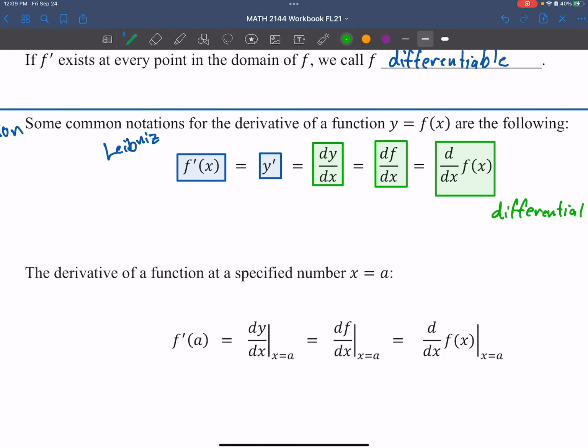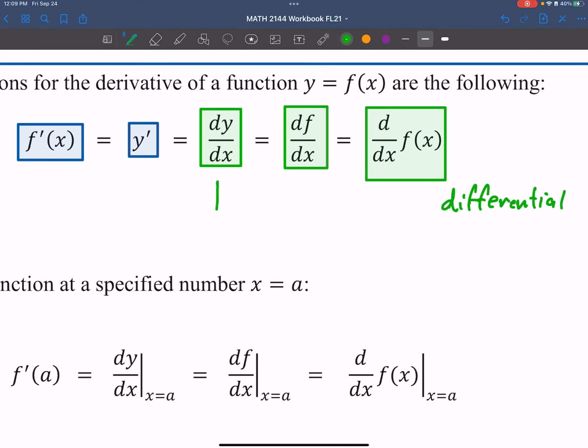Let's see how to read this right here. There's a lot going on. This is read as the derivative of y with respect to x, or I'll just say dy dx.